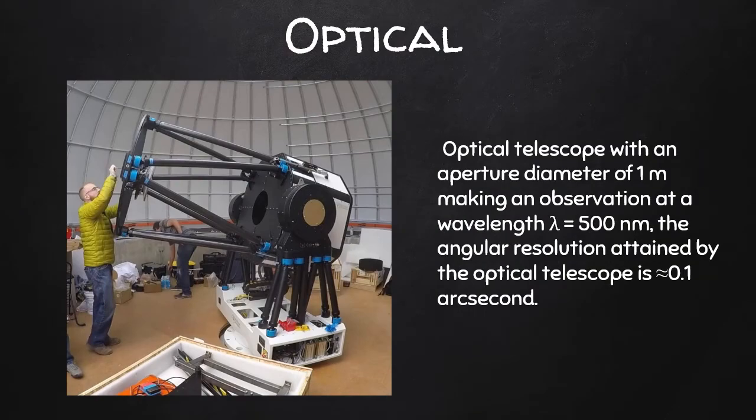Now let us consider a real case scenario. Consider an optical telescope with an aperture diameter of 1 meter making an observation at 500 nanometer wavelength. The angular resolution attained by this optical telescope is approximately 1 arcsecond.